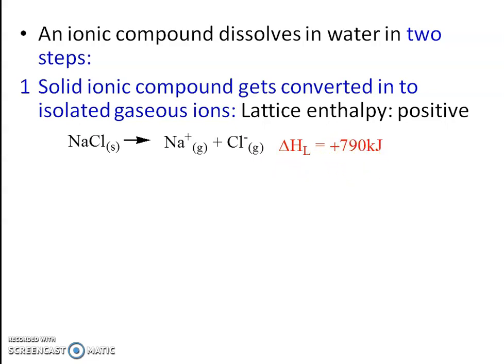So this is one of the important steps. During conversion of the ionic compound into isolated gaseous cations and anions, energy is required because there is a need to break the strong force of attraction between cations and anions, and to break the bond, energy is required. So this is the first interaction, the solute-solute interaction. This plays an important role at the time of formation of solution.